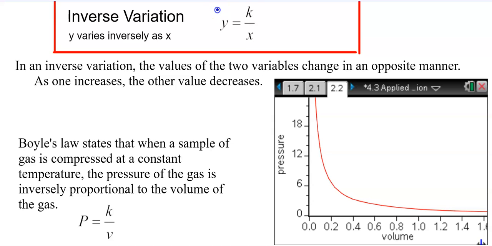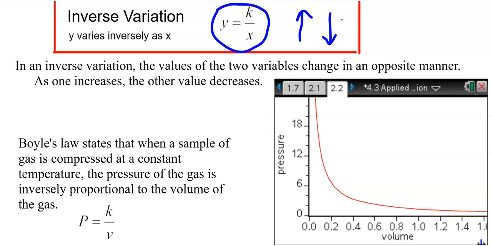So now we have inverse variation. This is the formula for inverse variation. y varies inversely as x. So instead of k times x, it's k divided by x. The big concept here is as one value increases, let's say x increases, the y value will be decreasing. So instead of both increasing at the same time, one is increasing and one is decreasing.